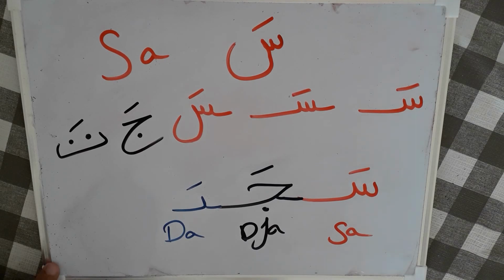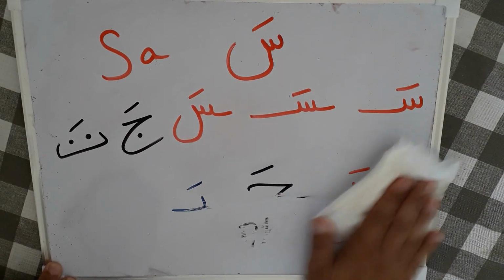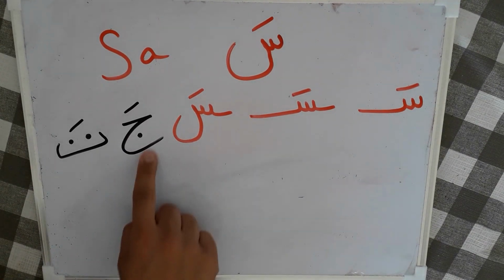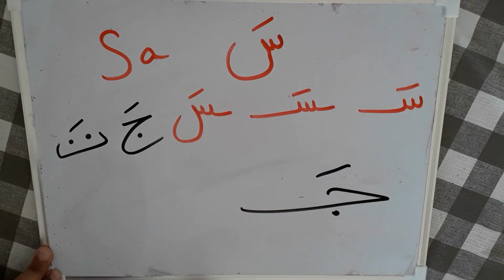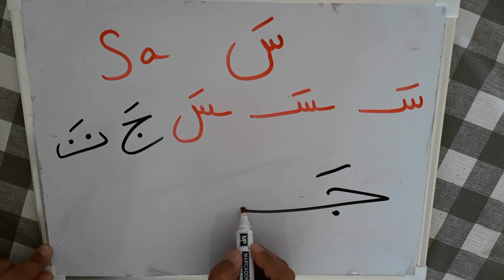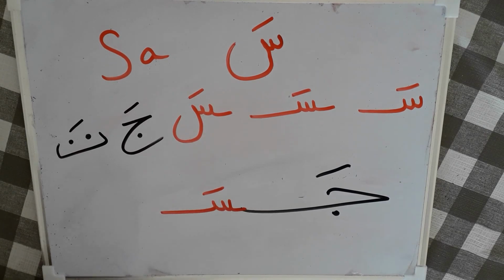Let's see another word that has Sa in the middle. This word doesn't have any meaning. Let's start with Ja. Let's add Sa. I will write a little bit slower, okay? And finally, we have Ta.